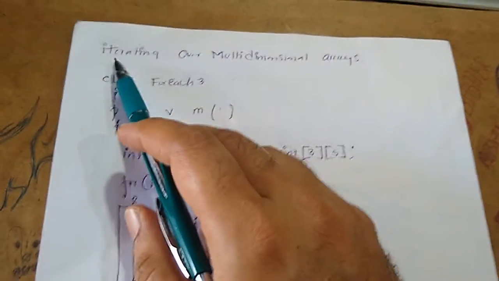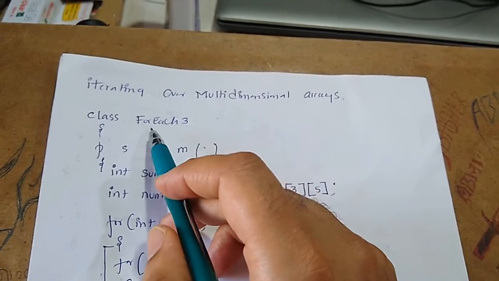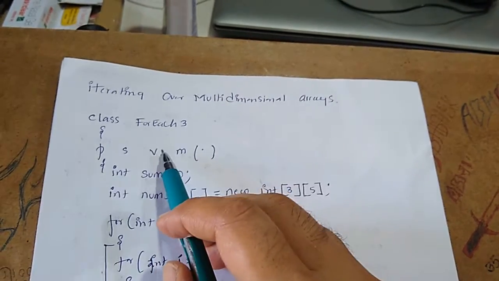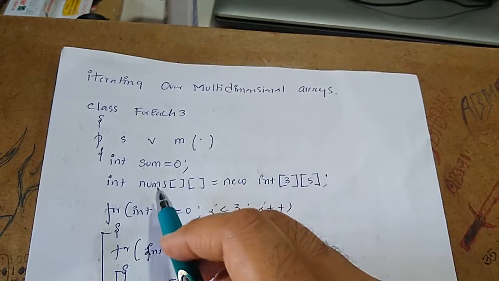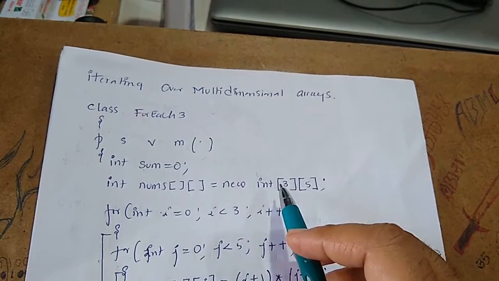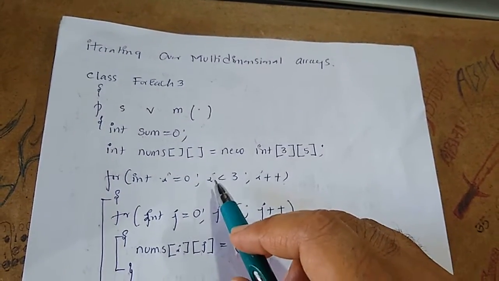Now in this video I'll explain how to iterate over a multi-dimensional array using a for each loop. For that I have taken a class with the name ForEach3. There's a public static void main. I've taken one variable sum and initialized it to 0. There's a 2-dimensional array with the name numbers, with 3 rows and 5 columns.